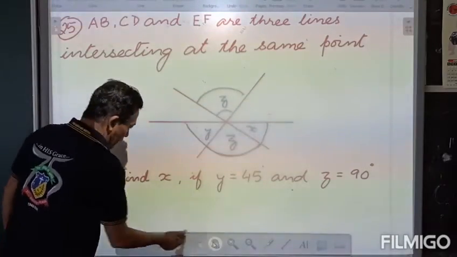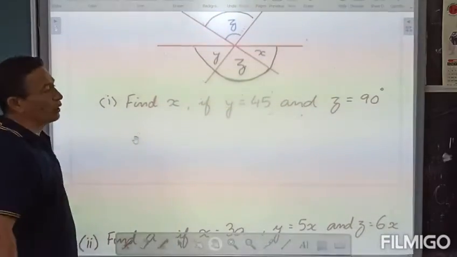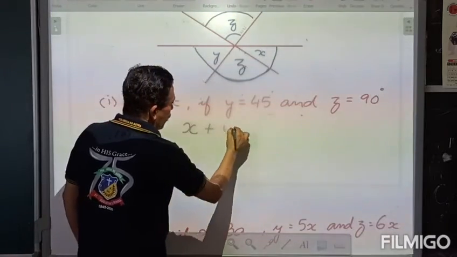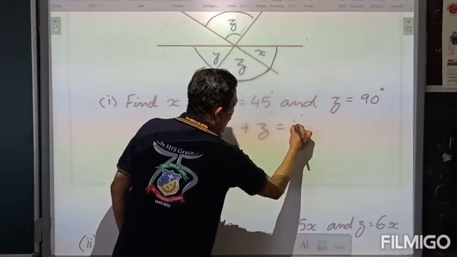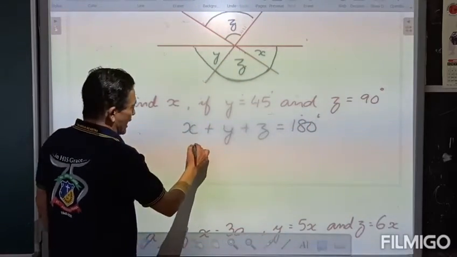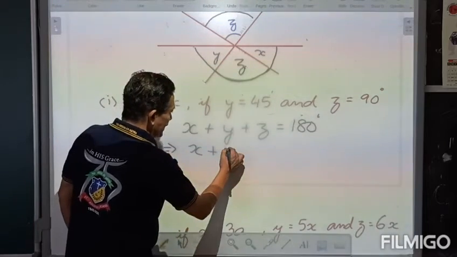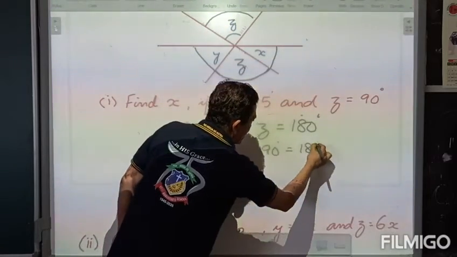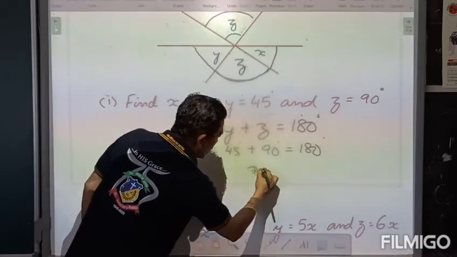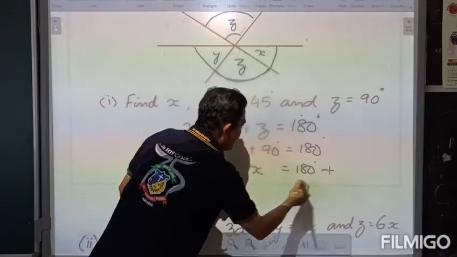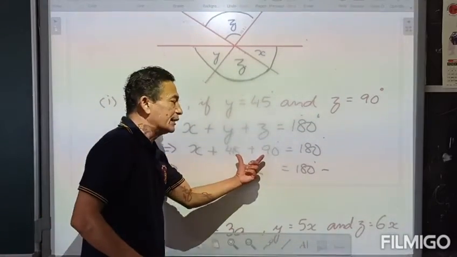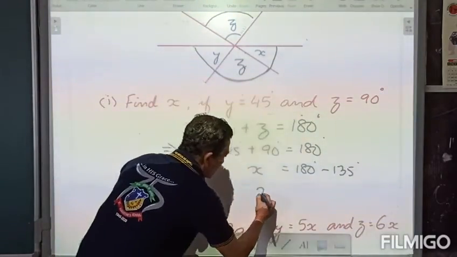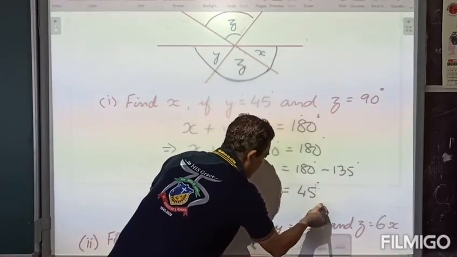Now our first question here is find x if y is equal to 45 and z is equal to 90. So I can say that x plus y plus z is equal to 180 degrees. X I have to find out, y already given as 45 degrees, plus z is given as 90 degrees. So I get 180 degrees. So x will be equal to 180 degrees minus 90 and 45, which is giving me 135. When it goes to the other side, it becomes minus 135 degrees. So x will be equal to 45 degrees.